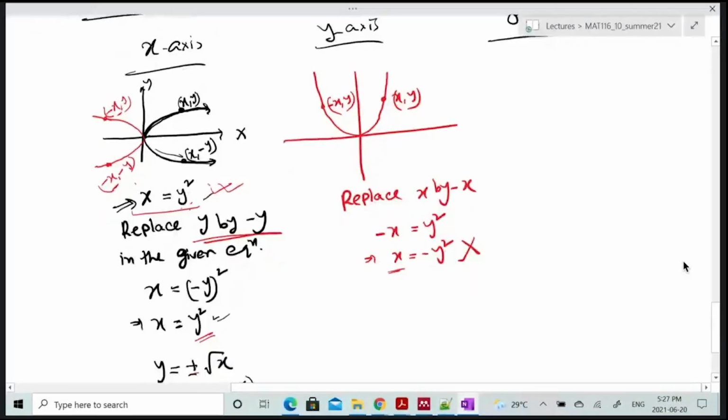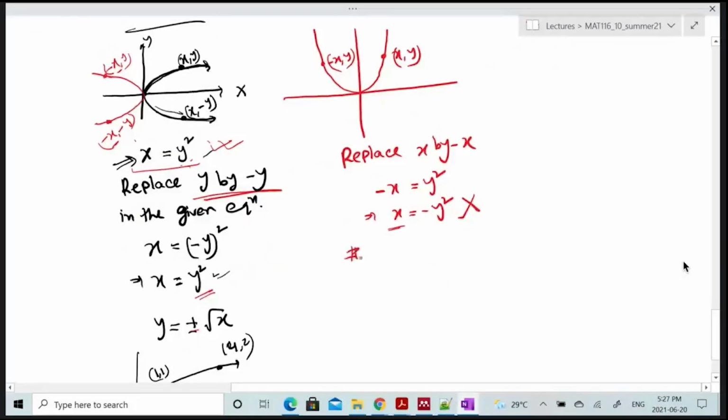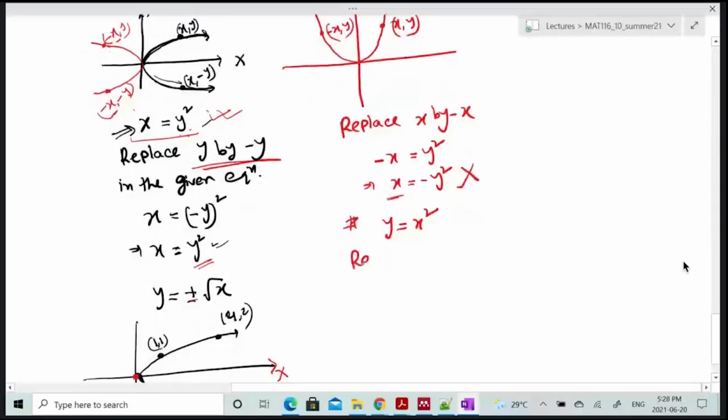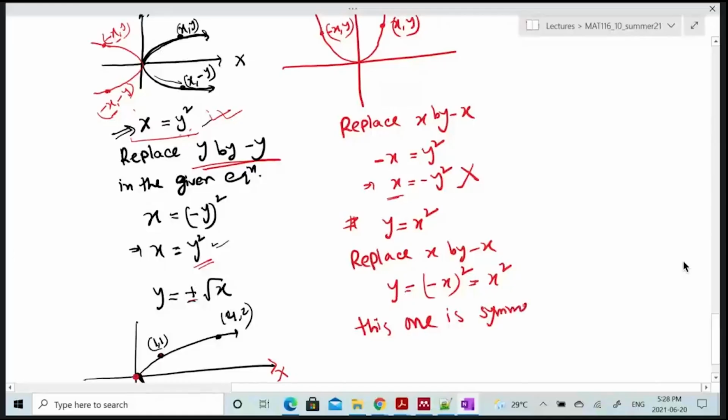But if we pick another example, say y equal to x square, then we replace x by minus x here. It's going to be y equal to minus x whole square. So we get y equal to x square back, which is the original one. So I can say yes, this one is symmetric about the y-axis. So that's how we check the symmetry.